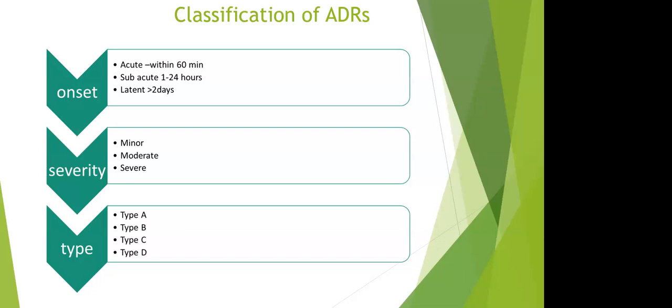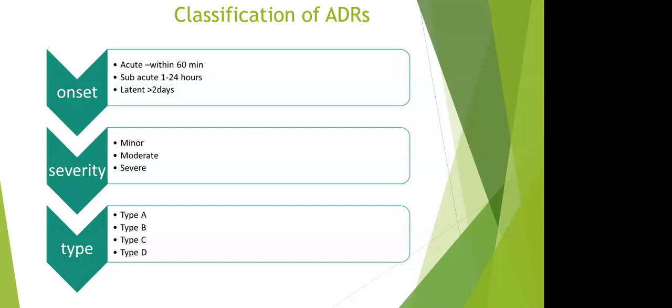Based on the severity, it is classified as minor, moderate, and severe. Minor ADR doesn't need any therapy, antidote, or prolongation of hospitalization. Moderate ADR requires a change in drug therapy, specific treatment, or prolongs hospital stay by at least 1 day. Severe ADR is potentially life-threatening, and it may cause permanent damage or require intensive medical treatment. And there is also another type that is lethal. It directly or indirectly contributes to the death of the patient.